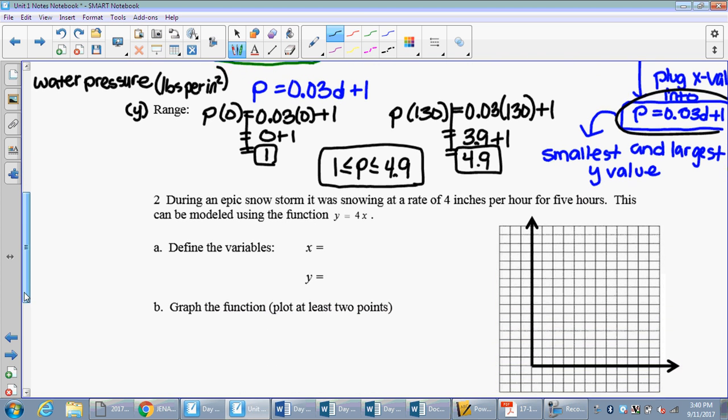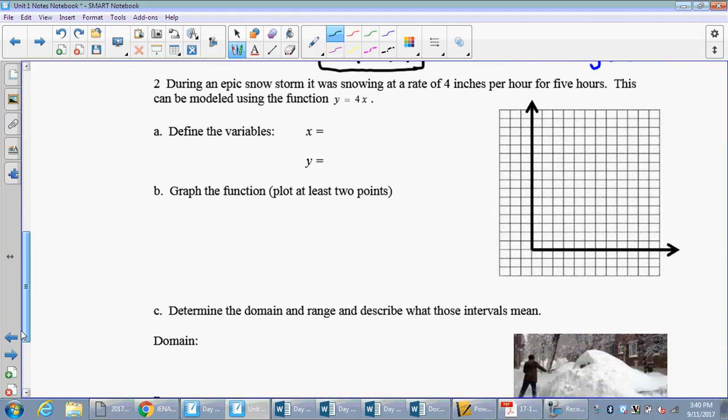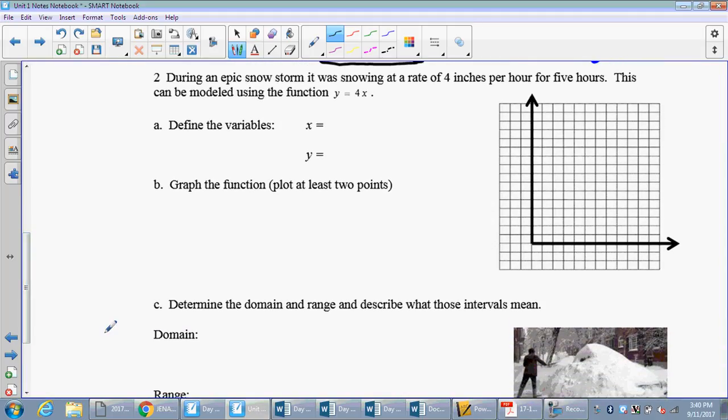Let's practice some more. Number 2. During an epic snowstorm, it was snowing at a rate of 4 inches per hour for 5 hours. This can be modeled using the function. Ooh, check it out. Gives us a model. Let's highlight it. Y equals 4x.